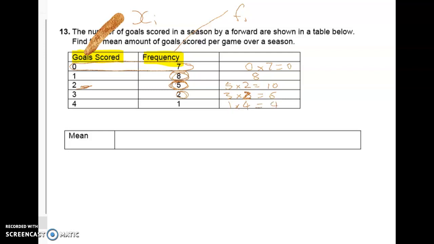Right, so that's why we multiply those numbers together, because we're trying to work out over the season what was the total number of goals. So we're going to add those up, and we'll get 0 plus 8 is 8, plus 10 is 18, plus another 10 is 28. So the total number of goals was 28. How many games were played? Well, that's what the frequency column is all about. So we've got 15, 20, and 23. So the mean is equal to the 28 goals divided by the 23 games.